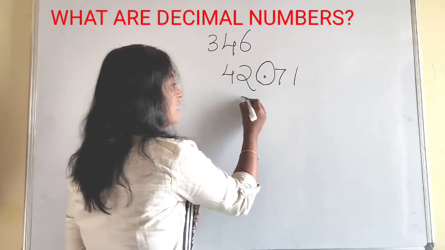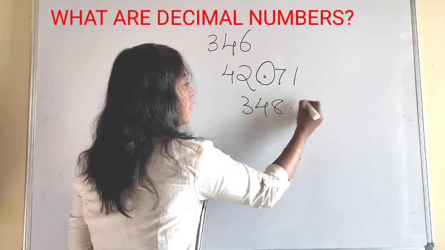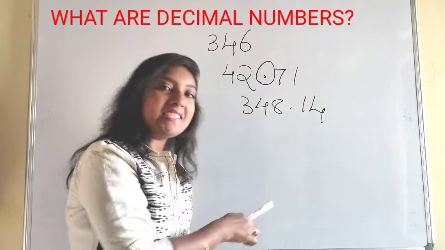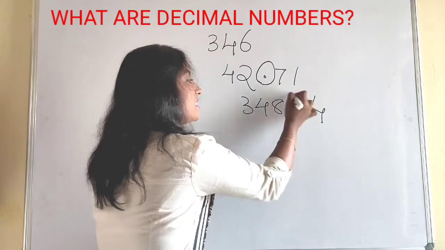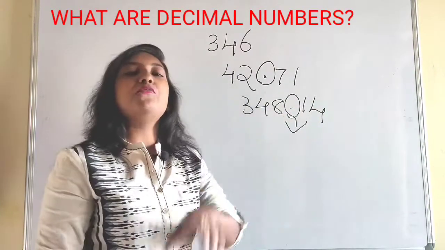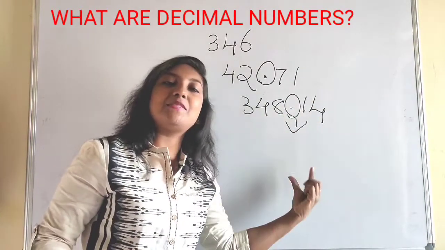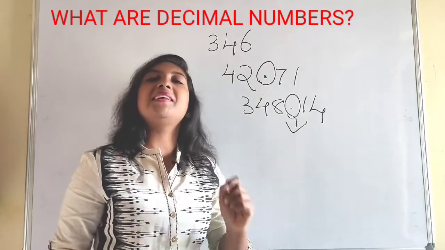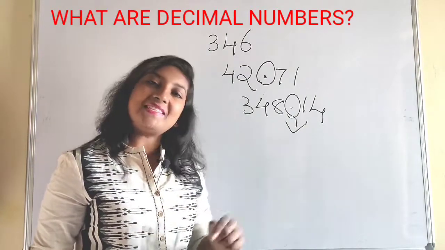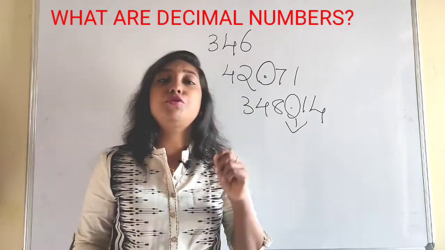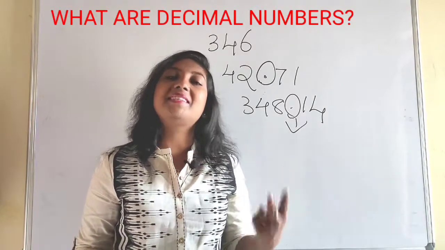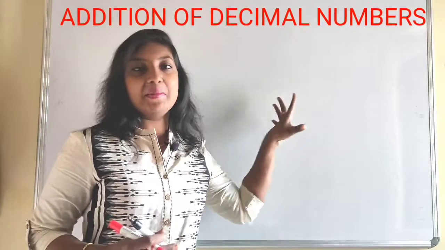Now let us see 348.14. This is a decimal number because it contains a decimal point. So whenever a number contains a decimal point, those numbers are called decimal numbers. Now in this session we are going to see how to add and how to subtract the decimal numbers. Now let us see how to add the decimal numbers.